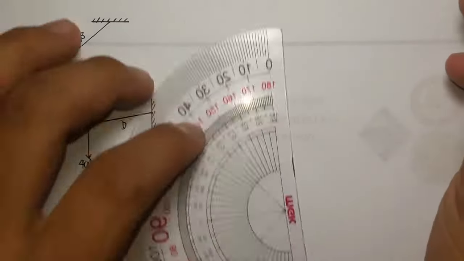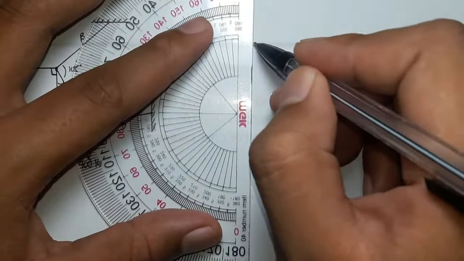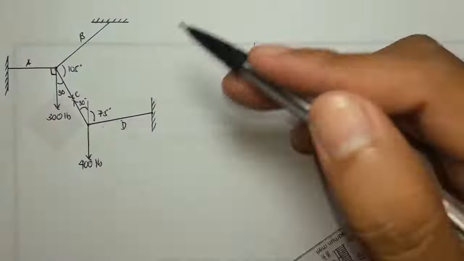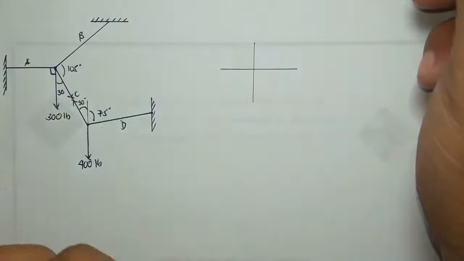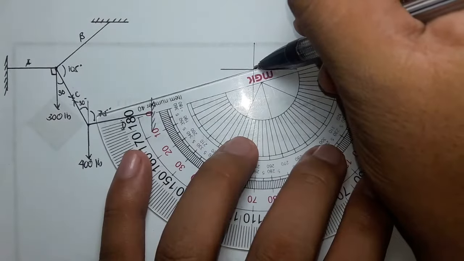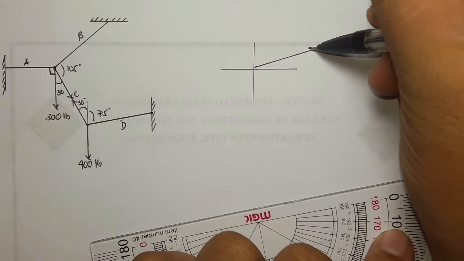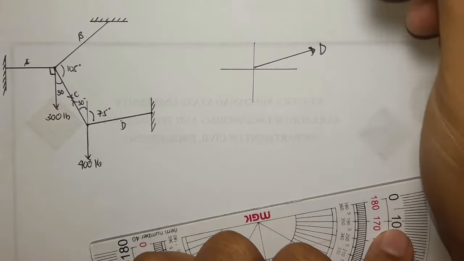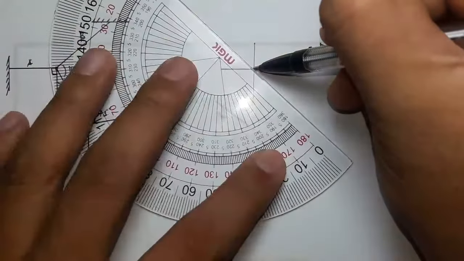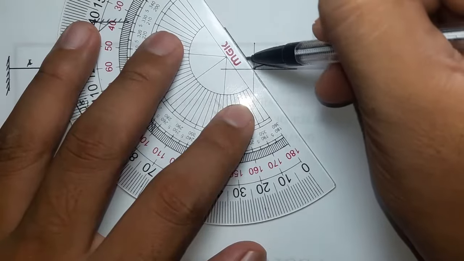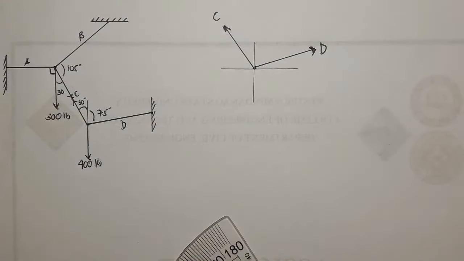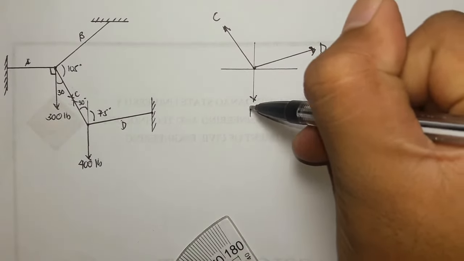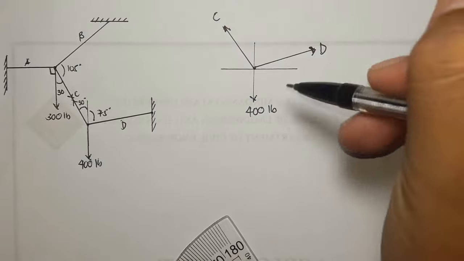First, we would like to draw a cross here which represents this point. So this is D, and the C is here. This is point C, and the 400 weights.